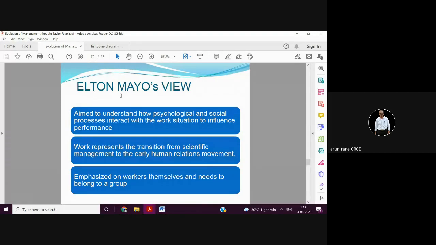So what Elton Mayo says, he has tried to understand how psychological and social processes interact with the work situation. He emphasized the terms teamwork, coordination, human relations.